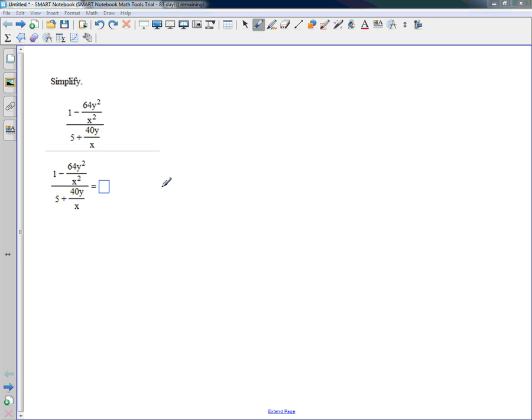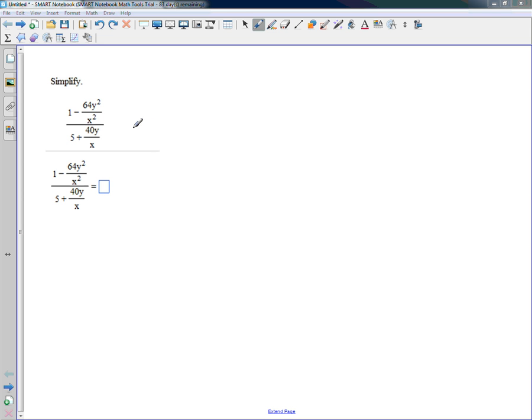You can double check that, but basically what we're given is 1 minus 64y squared over x squared, over 5 plus 40y over x. One thing we want to keep in mind is that we always have to adjust our numerators and denominators by values of 1. If I multiply by some form of 1 at the top, I have to multiply by some form of 1 at the bottom, to make sure I don't change the overall balance of our equation. So the way we're going to do that is by using least common denominators.